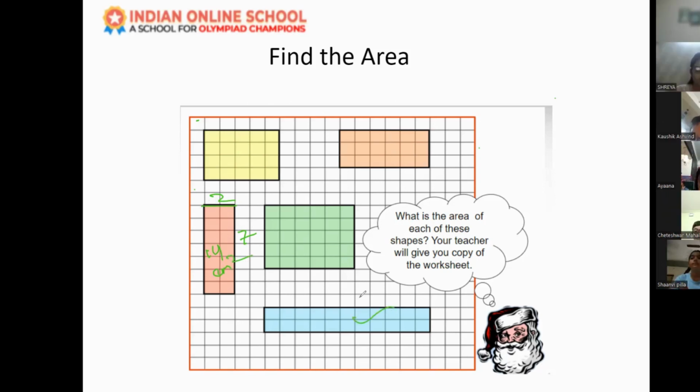Kaushik, for this one? 22. 22, correct, because this is 11 units and this is 2 units. That makes it 11 into 2, 22 square units or square centimeter.